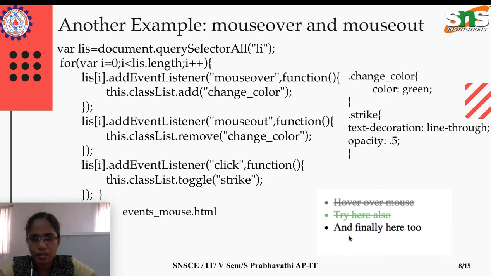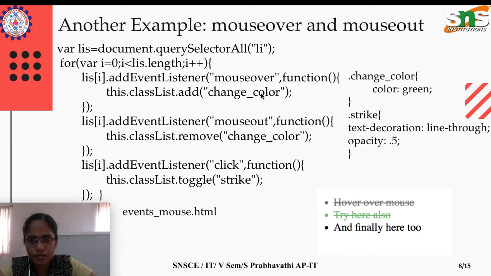The logic is you have three list items in an unordered list, and when you mouse over one of the list items, the color is changed. Currently, in the middle, if you mouse over here, the color of the list item gets changed, and when the mouse is out, the color is put back to normal. And the click event is enabled on this list item. When you click, a strike-through line passes through the list item, with opacity as 0.5. Opacity tells about the transparency.